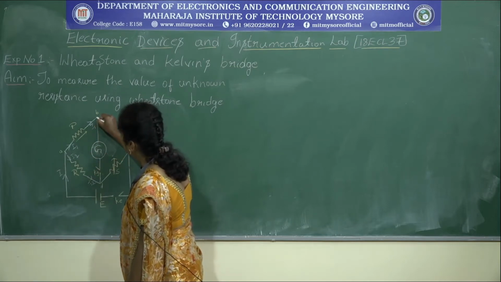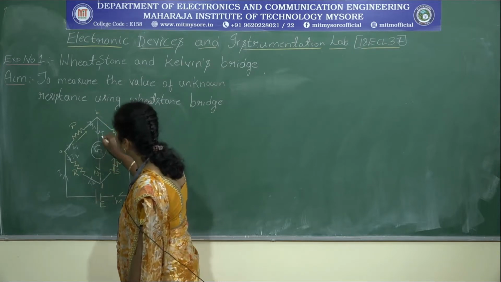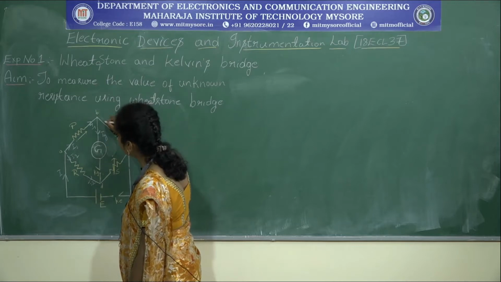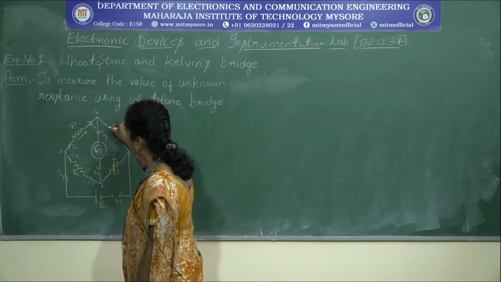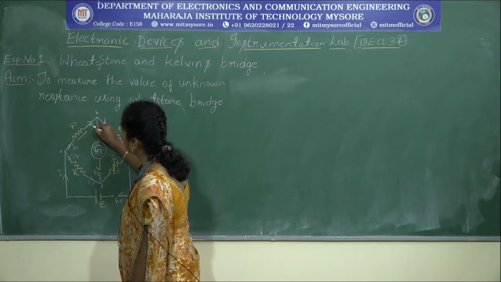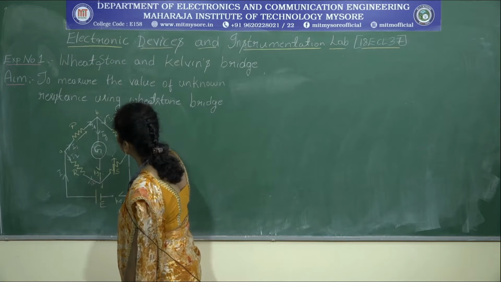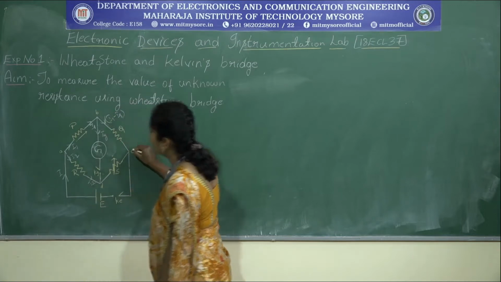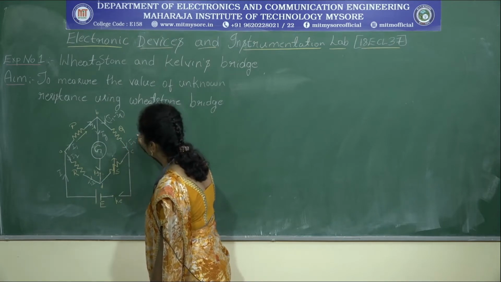With this I1 coming here, it divides into 2 parts. One goes to the galvanometer and is termed Ig, and the rest of the current comes to this point. This point we call I1 minus Ig, and that current flows along this node up to here. This point also has I1 minus Ig.